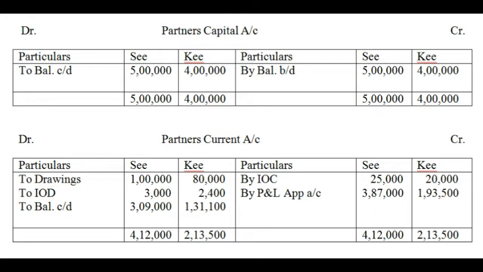So remember that when the capitals are fixed, two separate ledger accounts are prepared for partners. First one will be the capital account, where only the capital amount will be shown. The capital will always remain fixed till the end of the business, and all other adjustments will be shown in another account called partners current account.